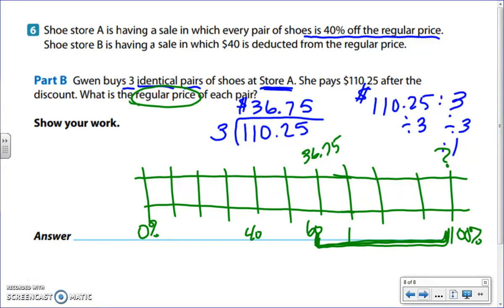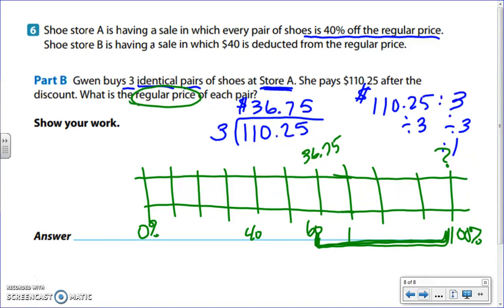I know that the number 60 is not anywhere in the problem, but that's one of those things you have to make sense of in your head. So if you're not paying 40%, then you are paying 60%. So the $36.75 actually represents 60%. We need to figure out how much 100% is.